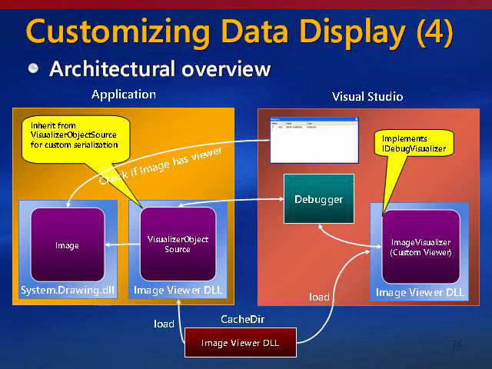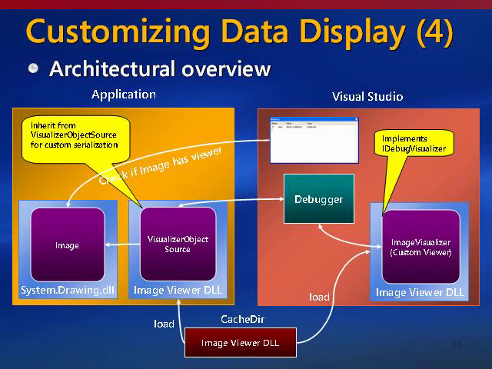Now, for those of you who are really curious about how all that stuff works, here's a very brief architectural overview. What I have on the right-hand side is Visual Studio. That's where the debugger lives. On the left-hand side is the actual application itself, and that includes the image type. When the debugger enters break mode, it looks at the image and checks whether it has a viewer associated with it. It does that through a debugger visualizer attribute, which I'll show you in a second.